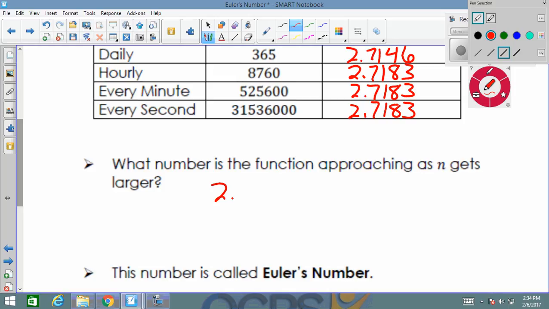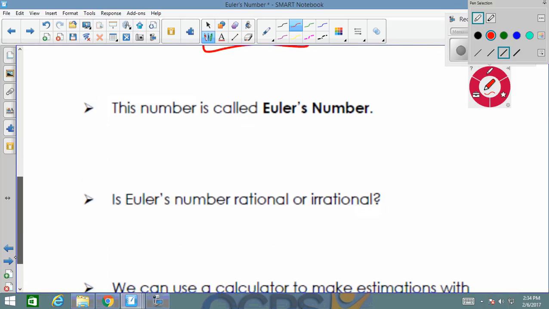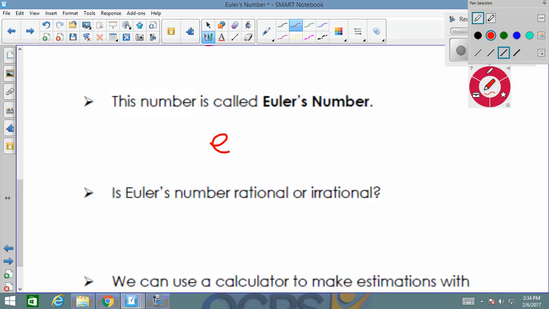Okay, so it says, what number is the function approaching as n gets larger? So it's going to be 2.7183. Notice the last 3 here, they were all the same, so that's the number we're approaching. This number is called Euler's number. We refer to it as E. That's the E on your calculator that you might see.